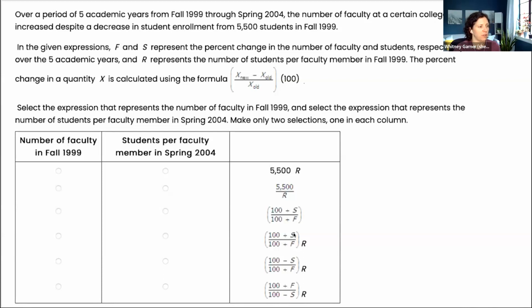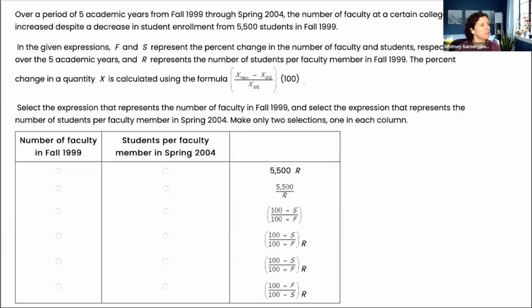So we've got these expressions down here. F and S represent some percent change in the number of faculty and students. And the R represents the number of students per faculty member in certain years, right? So we've got all these variables running around. I tend to ignore the variables themselves and try to make sense of the story. They're also giving us a percent change formula, which is new minus old over old, which great, that's kind, but we don't really need that, but here we are. So we want the expression that represents the number of faculty in fall 99 and an expression that represents the number of students per faculty member in 2004.